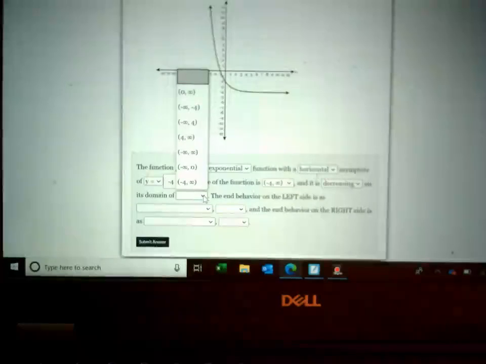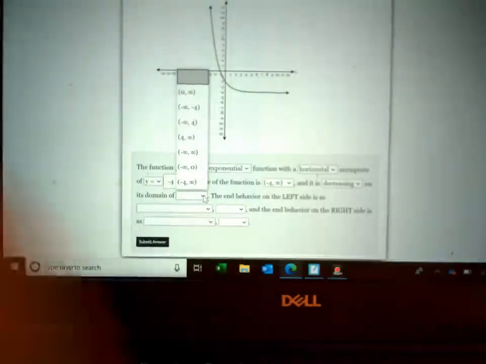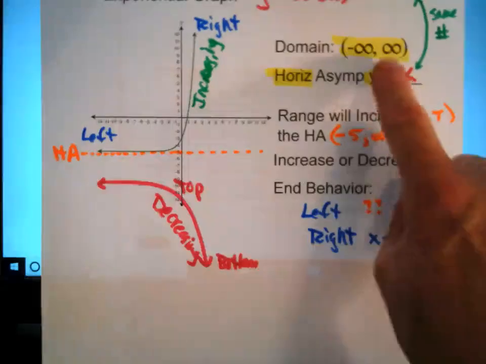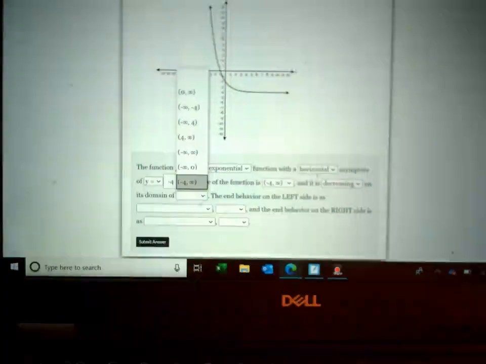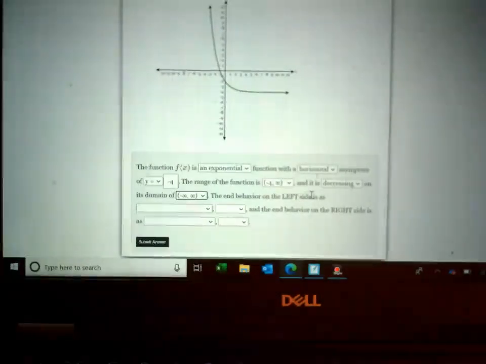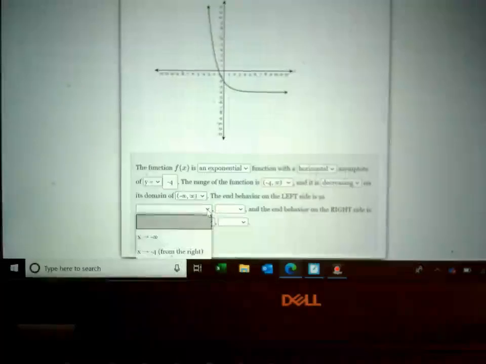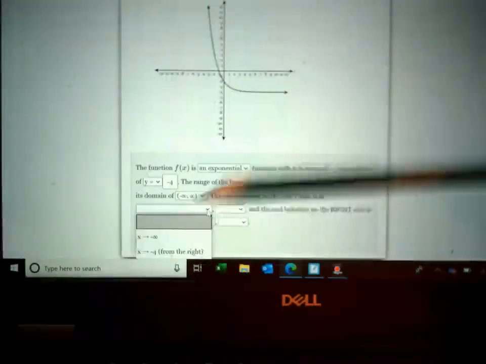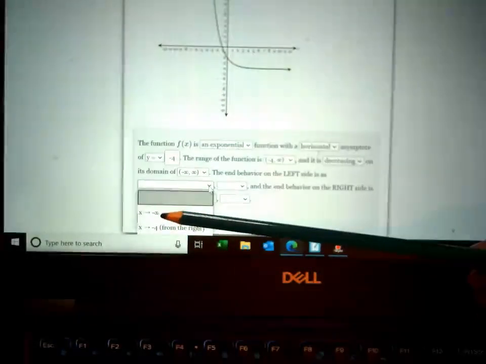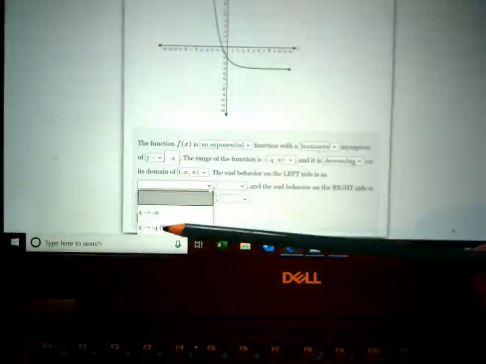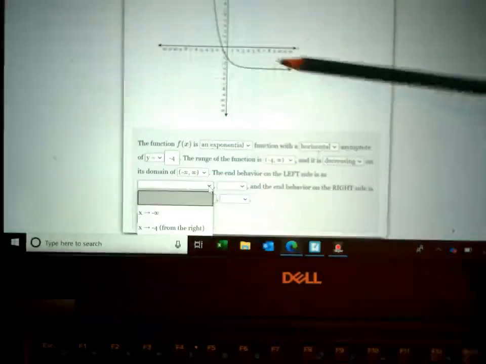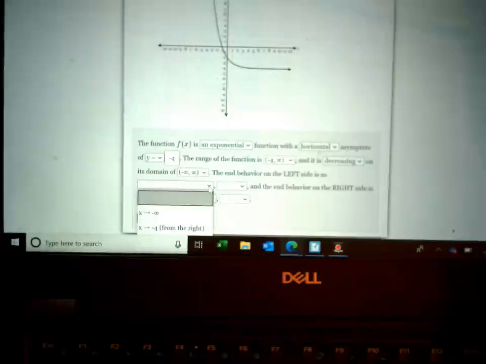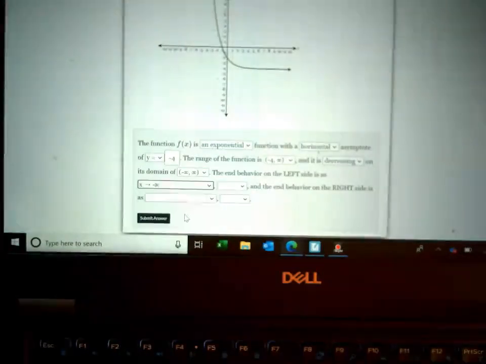If you take a look at this, exponential graphs have a domain that is -infinity to positive infinity. Let's find that. It's in here somewhere. There it is. Now we get to the end behavior, which is the tricky part. So what it's asking is, does x go to -infinity? In other words, does it go left forever? Or does it stop at -4? Well, this goes on to the left forever. This arrow right here is saying it goes to the left forever. So that's -infinity.